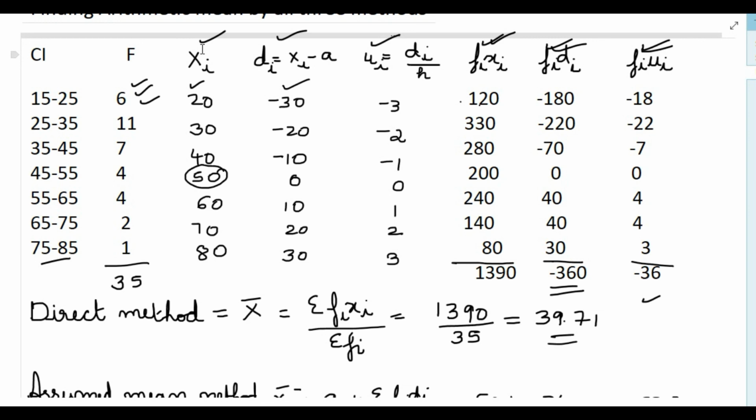If the class sizes are unequal and xi are large, then we can still apply step deviation method by taking h to be a suitable divisor of all the di's.